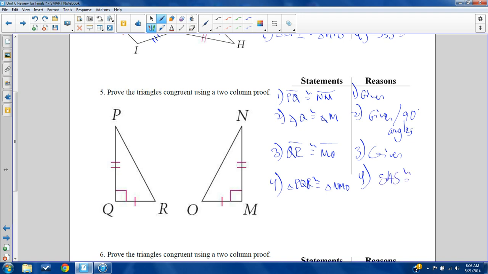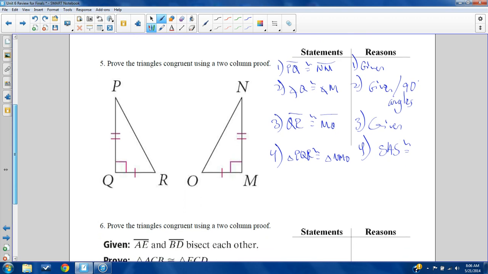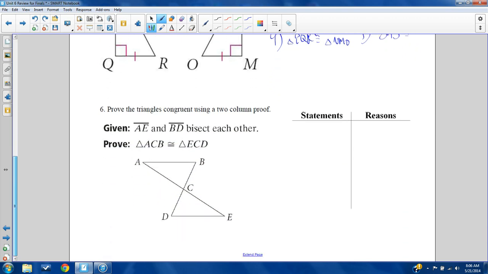Now notice that I didn't put HL because I don't have HL. I don't have the hypotenuses given or proven to be true. Now I can prove them true. It's pretty simple. If you use the Pythagorean theorem, you could say these two are true. But you don't have to. That's an extra step. I have side angle side right here. So make sure that you don't automatically say it's HL because you have right triangles. HL only exists in right triangles, though. It does not exist in non-right triangles.